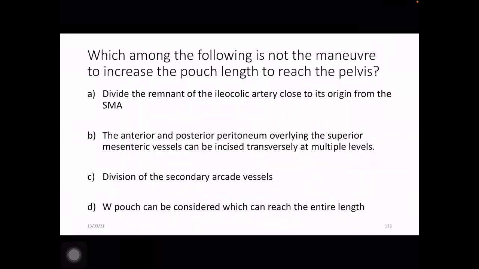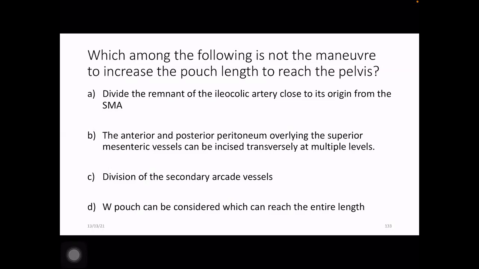Okay. Another important thing, which is also given in Substance: suppose when you are doing an ileal pouch, and the pouch is not reaching deep inside the pelvis for you to anastomose, what are the maneuvers you can do so that you can make the pouch reach the pelvis? That is another topic. So let's do the MCQ and then I'll tell you about the concept.